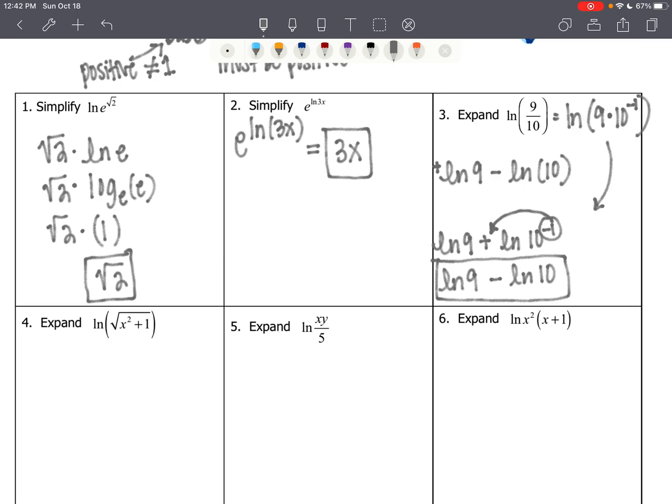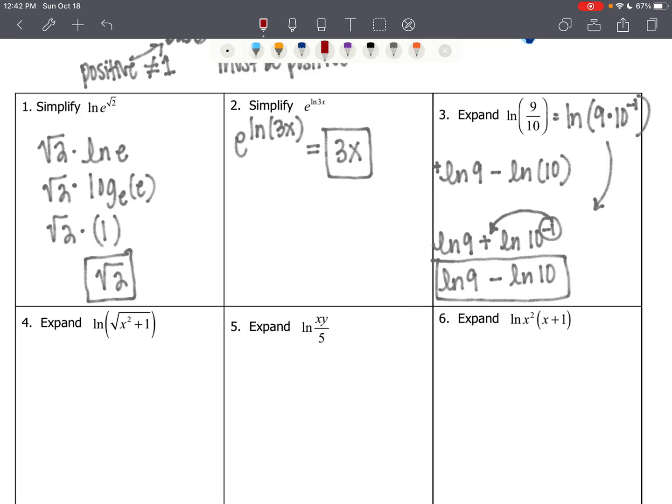I like to just think of it, whatever factors are in the denominator of my argument, those logarithms are going to be negative logarithms. Okay, let's expand the natural log of the square root of x squared plus 1.